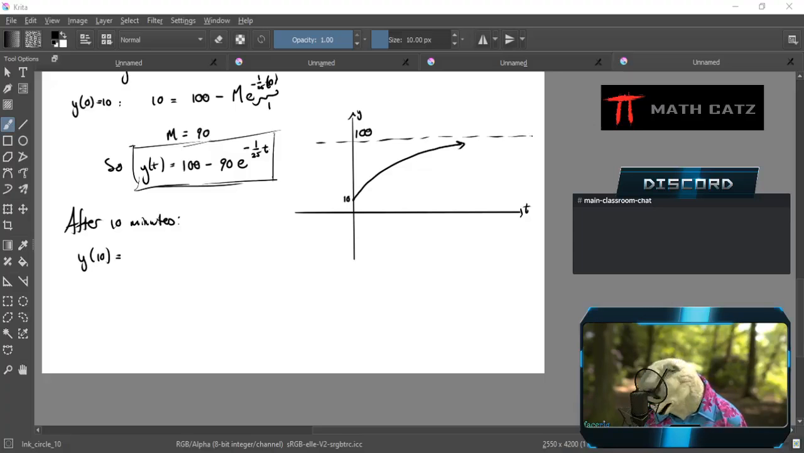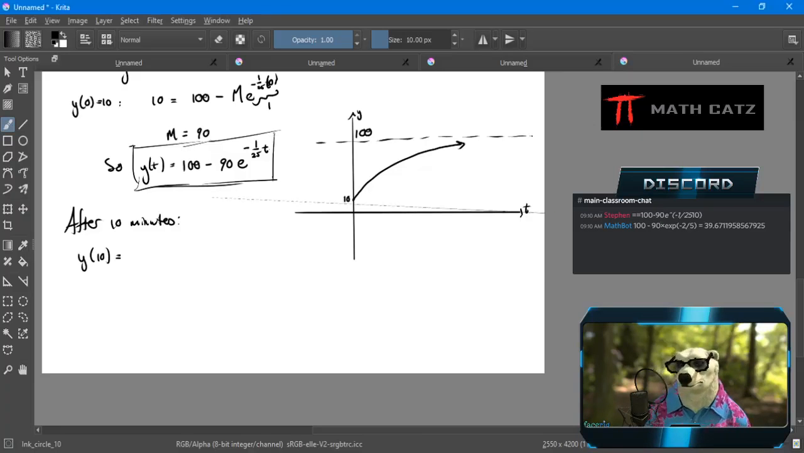We have 100, just looking at our function, minus 90 times e to the power of, I'll put that in brackets, negative 1 divided by 25 times 10 minutes. Let me just fix my brackets here. That looks good. 39.67. So we are over here somewhere. Oh, we're not even close, right? We're over here somewhere, after 10 minutes, 39-ish.